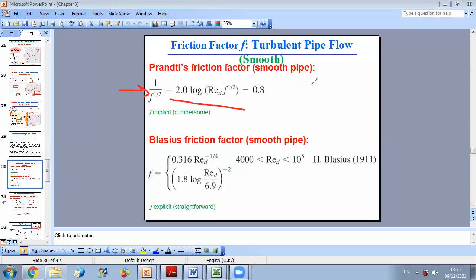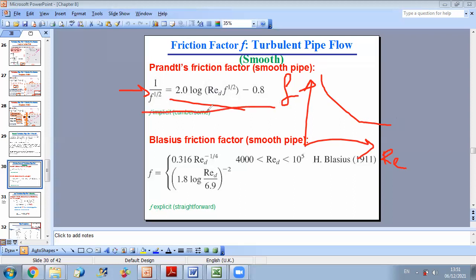They performed experiments. They said that if we do the pi group analysis, one group is F, the friction factor, another group is Reynolds number. If I perform an experiment and draw how F is varying with Reynolds, I can do curve fitting techniques and give an empirical relation.